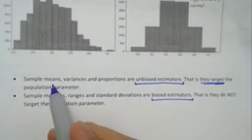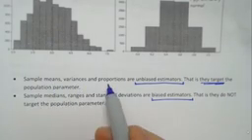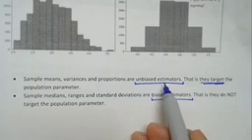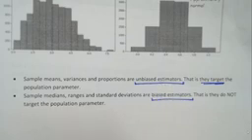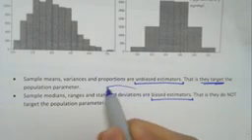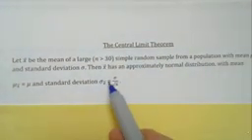Remember from the earlier slide, I mentioned that the sample mean, variance, and proportion are unbiased estimators. That is, they target the population parameter. However, the standard deviation is not. It is a biased estimator. That means it is not approaching the population parameter. Therefore, the standard deviations are not the same. You have another factor of the square root of n.